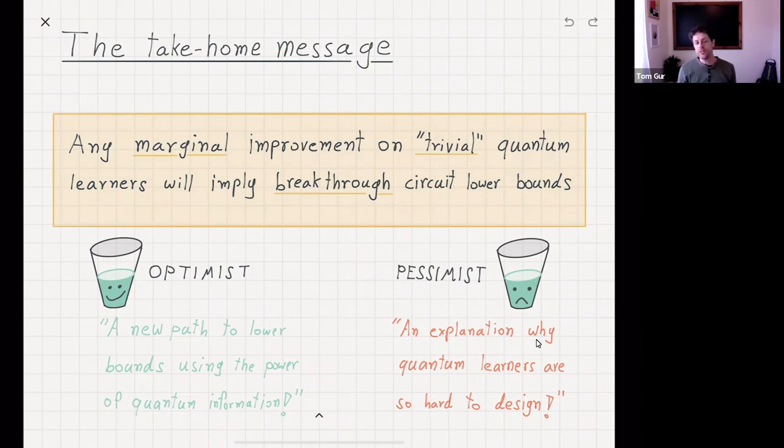And now we can use the power of quantum information. We can use algorithmic design to get fantastic circuit lower bounds. A pessimist, on the other hand, can say, well, we know that circuit lower bounds are notoriously hard to come by and to prove. And so if you've been wondering why we don't have provable quantum speedup, well, it's no surprise, because they would imply these circuit lower bounds. So that's the main message.